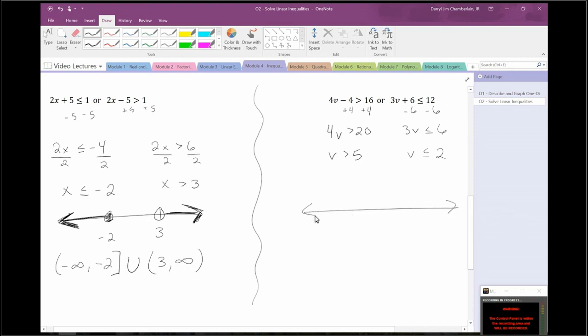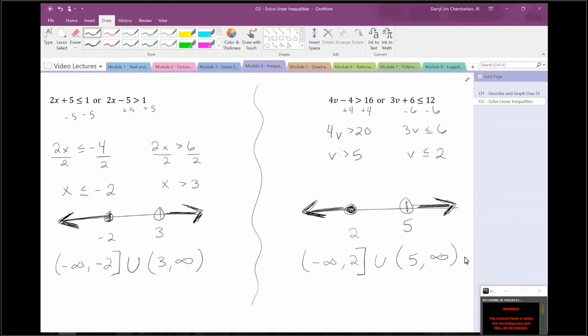And so again, if I graph the v is less than or equal to 2, I get this part. If I graph it as greater than 5, I get this. And since it's an OR, I would have both of these. And that's why we like to be careful and make sure we graph it first. I have these two intervals.